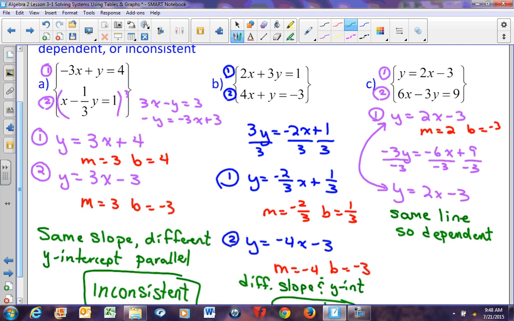So there you have it. We can solve equations by graphing, looking at a table, using linear regression, and you can also determine whether a system is inconsistent, dependent, or independent, or consistent, all based on just looking at slopes and y-intercepts.